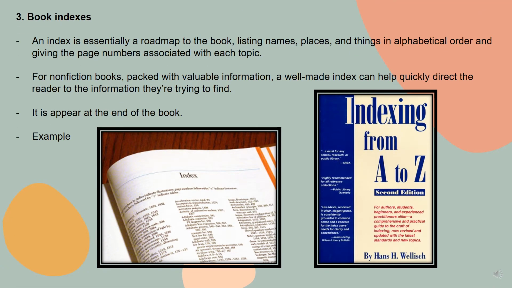Okay, let's go to the next type, which is book index. Let's go further and be more specific about this type. An index is essentially a roadmap to the book, listing names, places and things in alphabetical order and giving the page number associated with each topic.